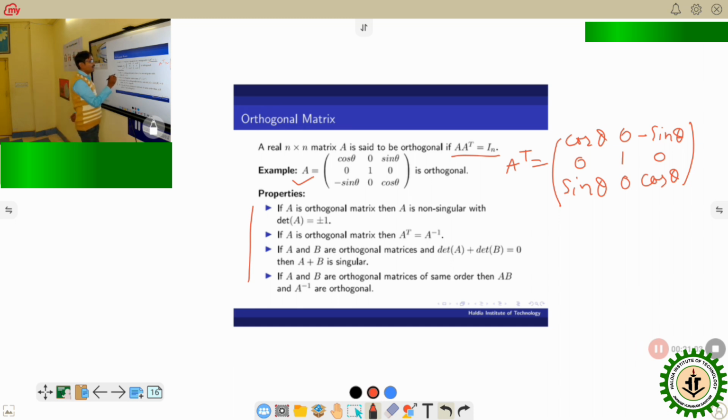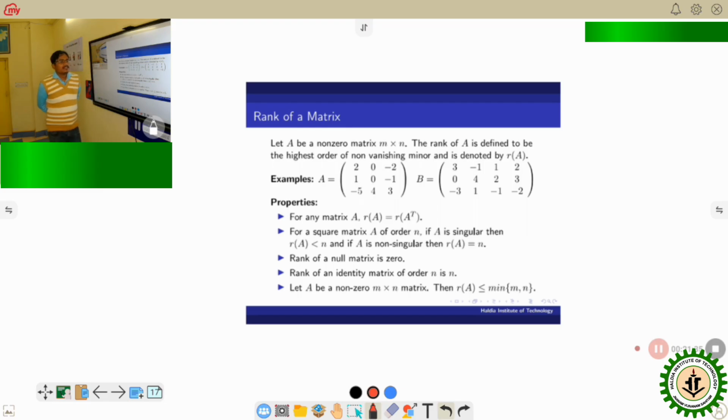First one, if A is orthogonal, the determinant of this orthogonal matrix should always be plus or minus 1. If A is orthogonal, then A transpose equals A inverse. If A and B are two orthogonal matrices and det A plus det B equals 0, then A plus B is singular. If A and B are orthogonal matrices of the same order, AB and A inverse are both orthogonal.